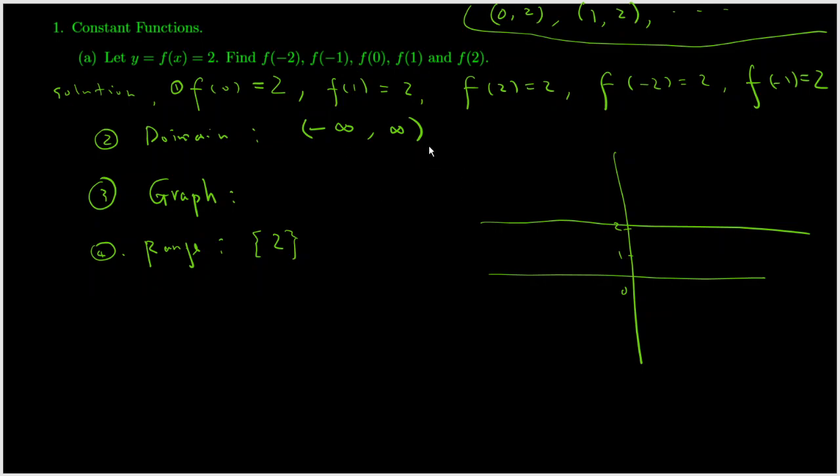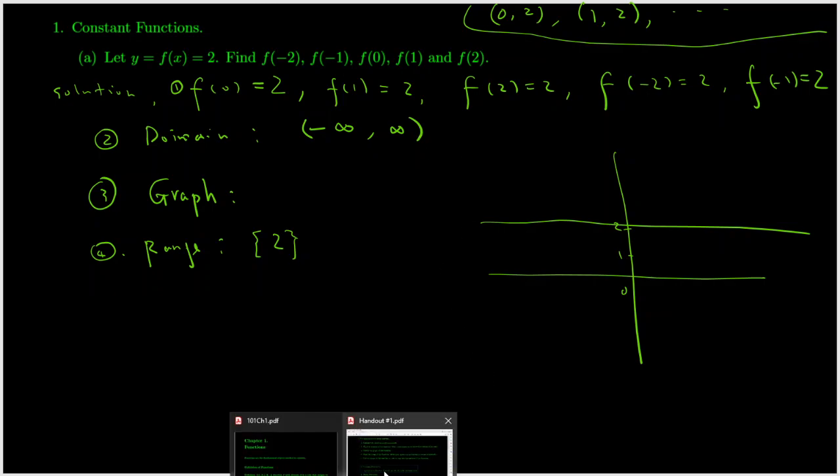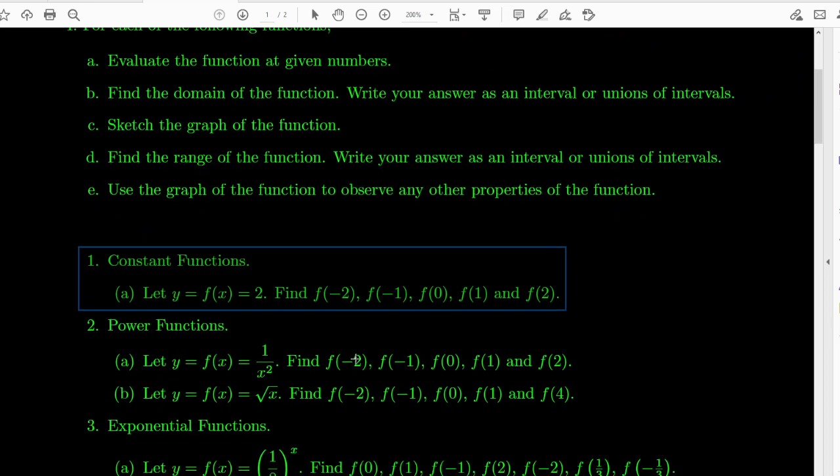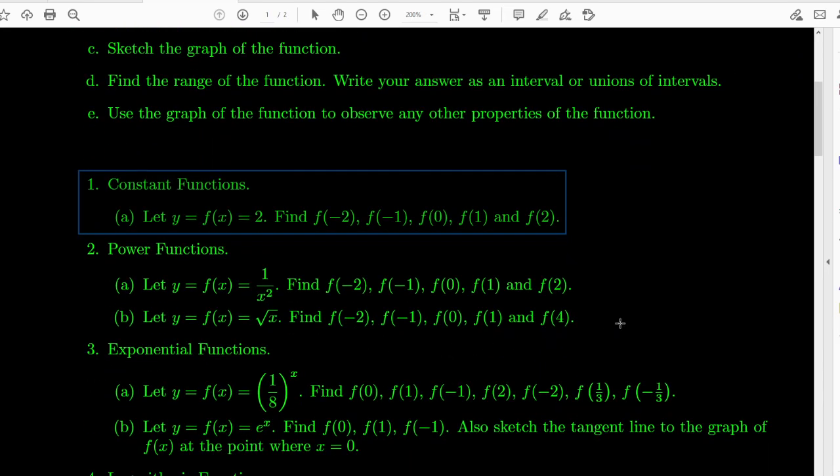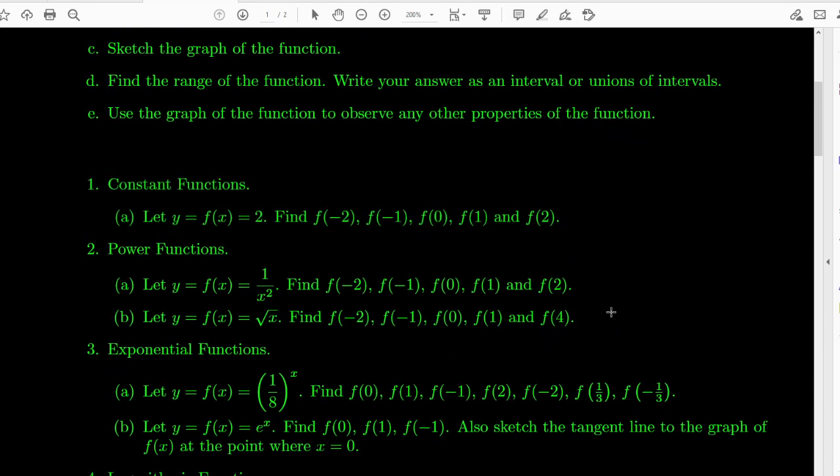We're done with the first class. I think as long as you know one constant function, then you should know all other constant functions. So I'm done with the first class. And then we'll move on to the next class, power functions.